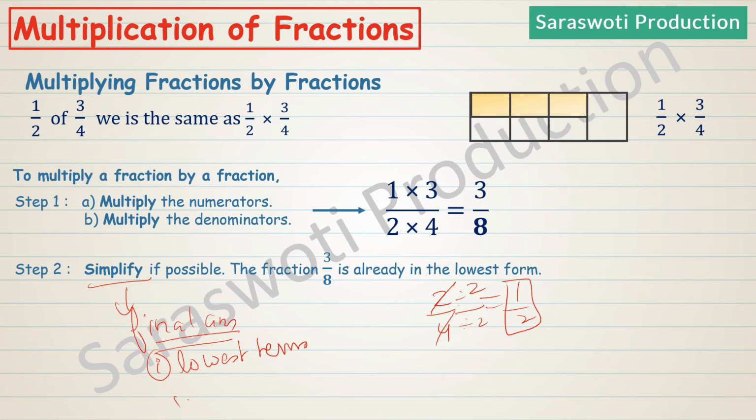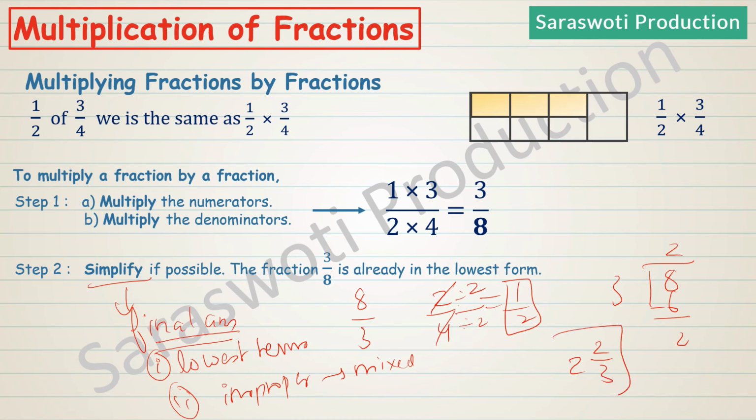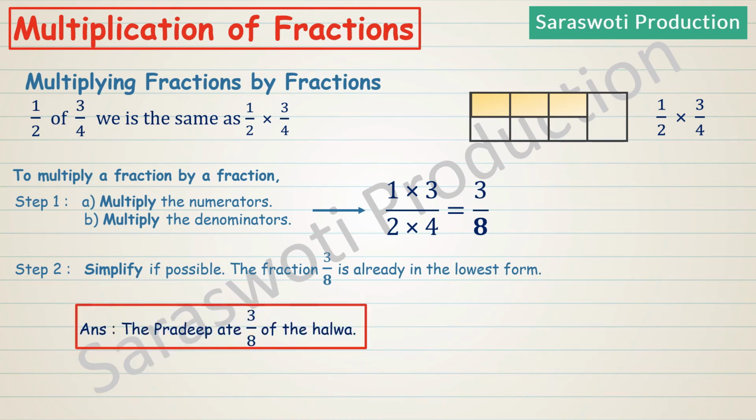And condition number 2 is that I have to check if the given number is improper or not. If the given number is an improper fraction, like let's say 8 by 3, then it is important to convert it into a mixed fraction. And how do you do this? We take 8 divided by 3. And as you know, 3 twos are 6, giving a remainder of 2, and giving us 2 by 3. And that will be our mixed answer. Answer: Pradeep ate 3 by 8 of the halwa.